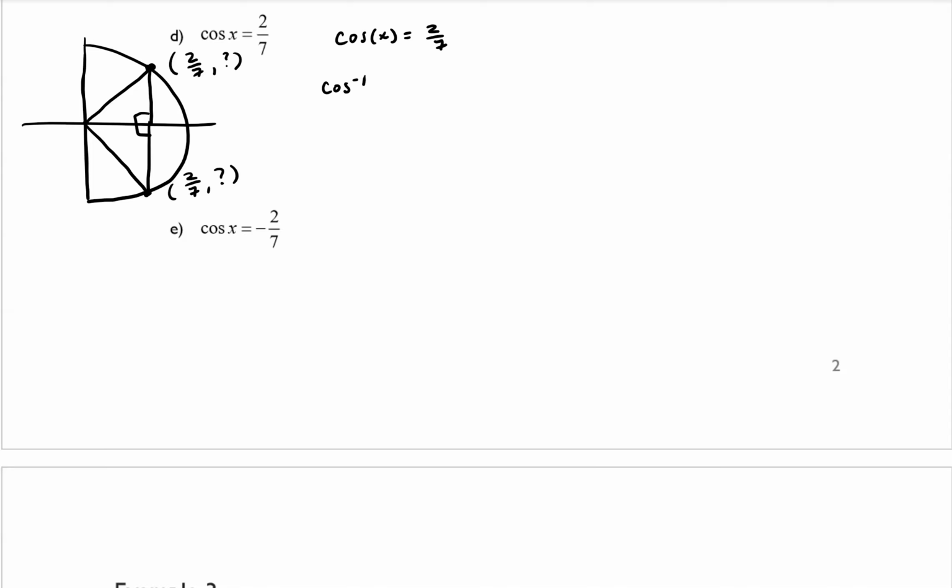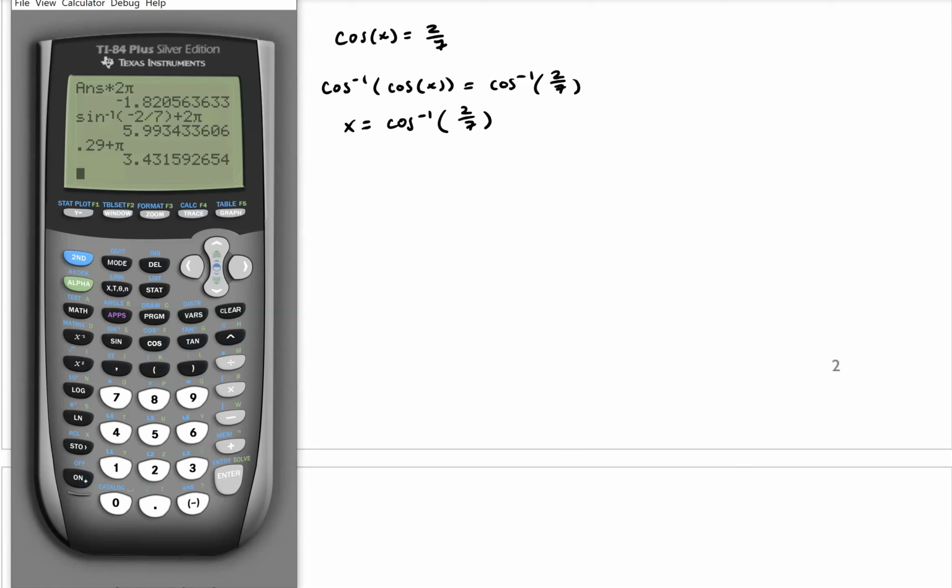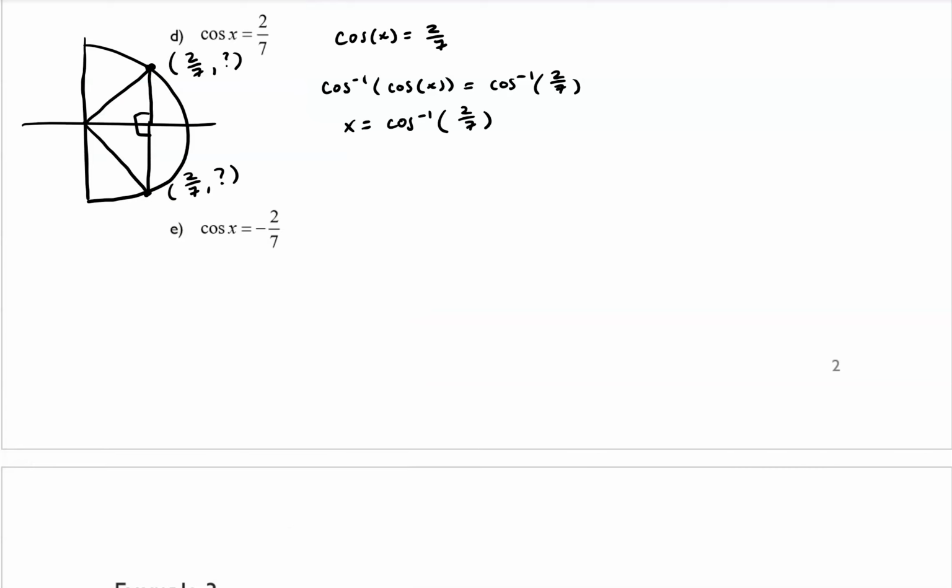I'm going to apply cosine inverse to both sides. And we get x is equal to cosine inverse of 2/7. I'm going to whip out my calculator, and that gives me 1.28. Okay, so that's the angle that we found that's in quadrant 1. So I know that that's 1.28.